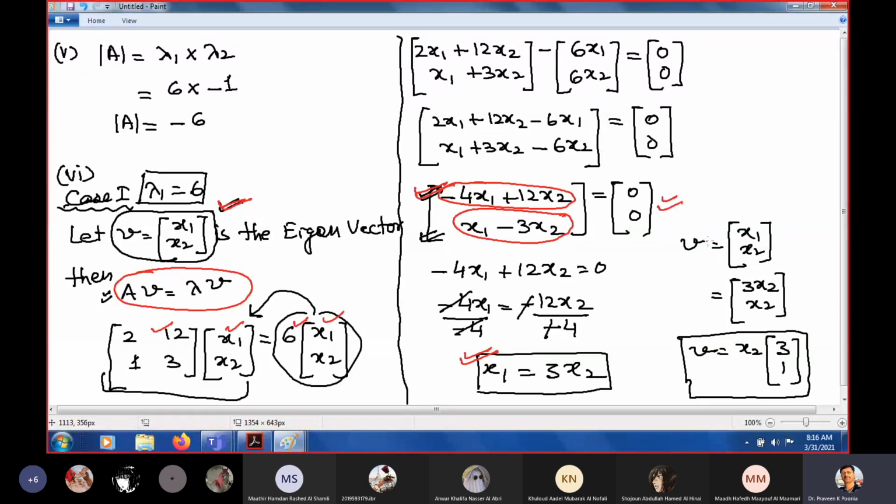So here we choose the first equation, and it gives us the value of x1 in terms of x2. So v is equal to x1, x2. Put the value of x1. x2 we are taking out, and it is 3, 1. Clear? So what is x2? x2 is any scalar belonging to C, the complex numbers. You can take any non-zero value. Only you cannot take 0. You can take 1, 2, 3, 1 by 3, 1 by 4, 1 by 5, anything. One more important concept I will explain after another eigenvector.